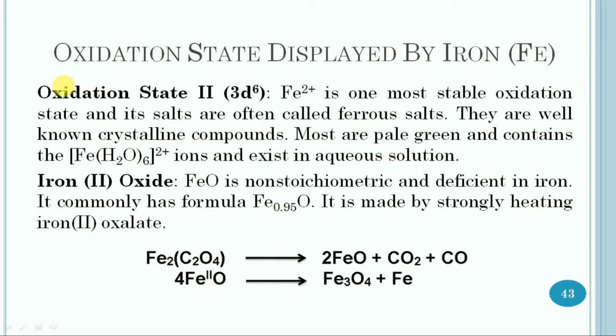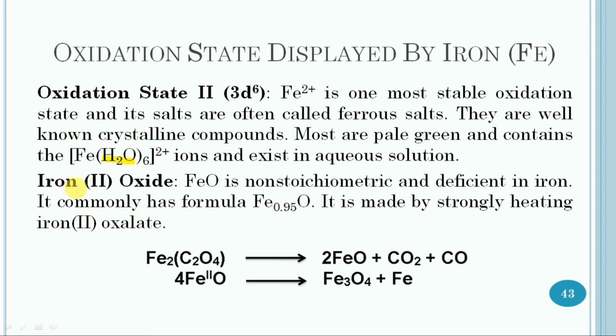Next is the oxidation state 2 of iron. Iron 2 positive is one of the most common oxidation states and its salts are often called ferrous salts. They are well known as crystalline compounds. Most of them are pale green and contain iron with 6 water ligands, and it can exist in aqueous solution.